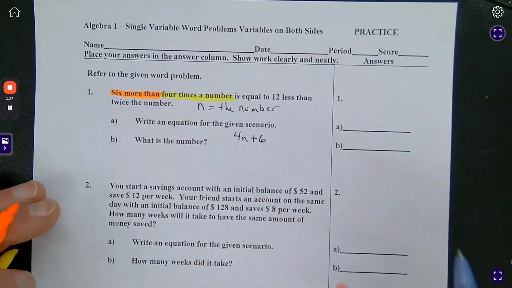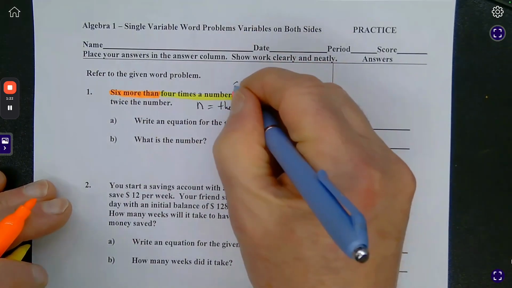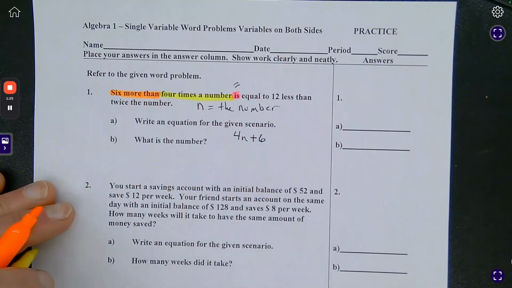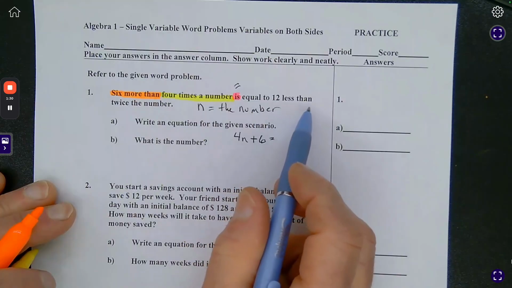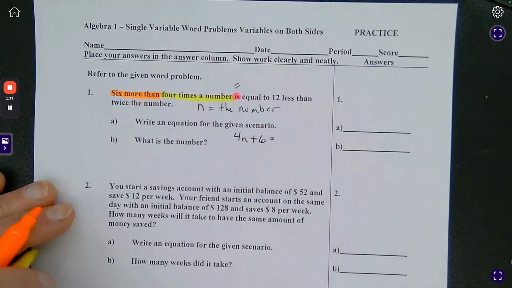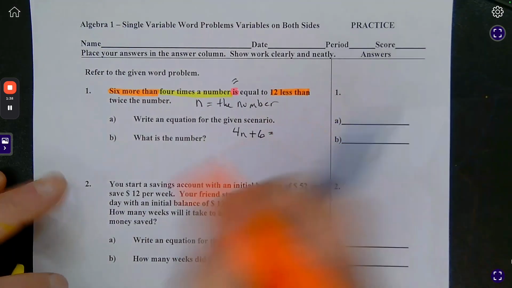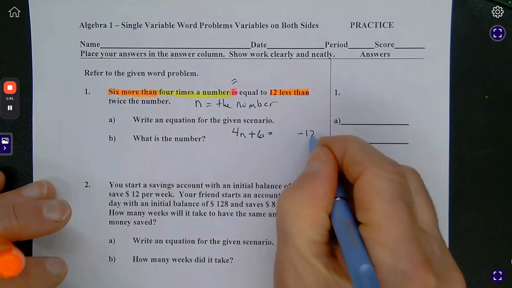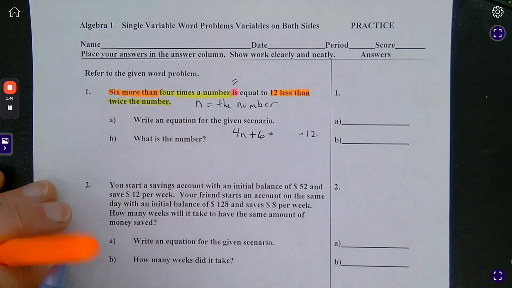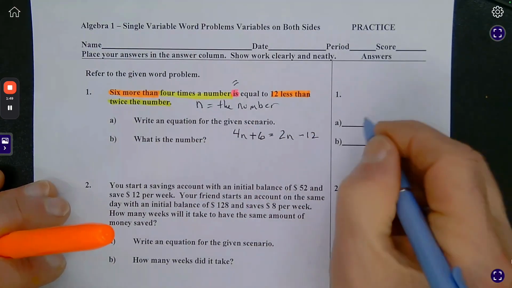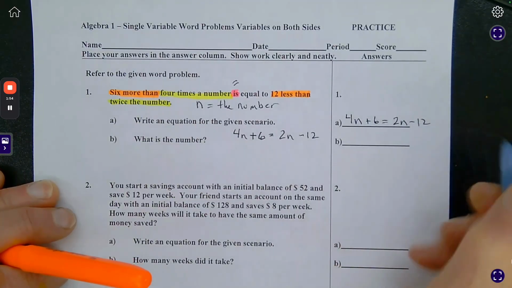Now this word is an important word in word problems. That word is "is," which always means the equal symbol. So, equals to 12 less than. If I'm 12 less than something, then I start with a value and I take 12 away. What am I 12 less than? I'm 12 less than twice the number. That's my equation. So 4n plus 6 equals 2n minus 12.